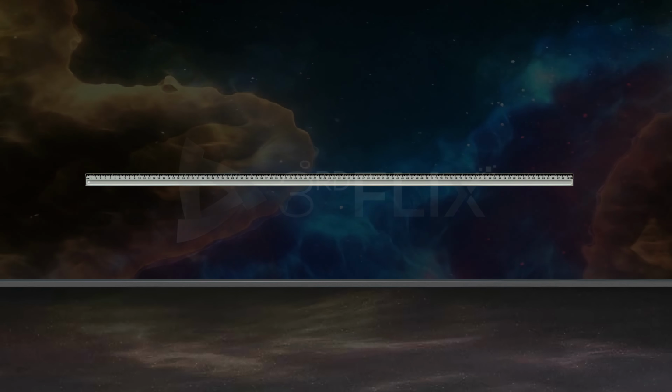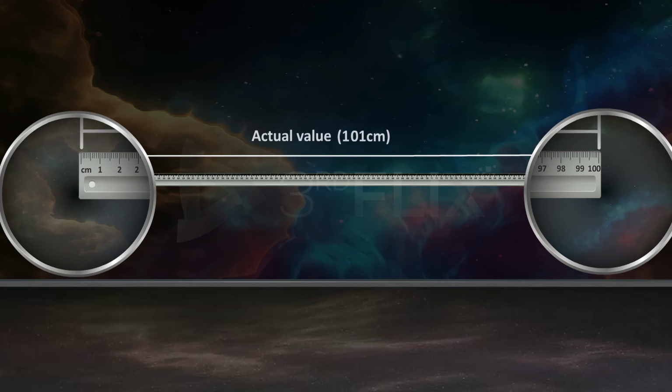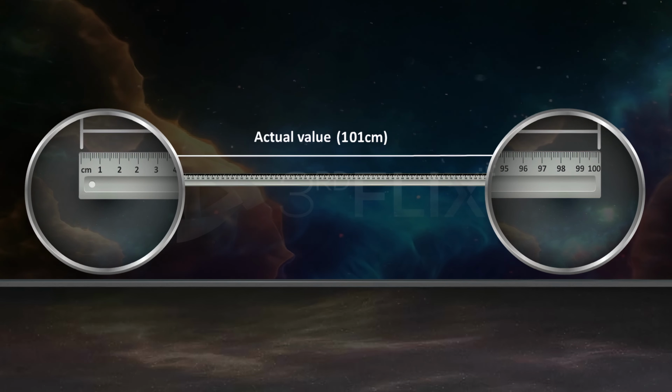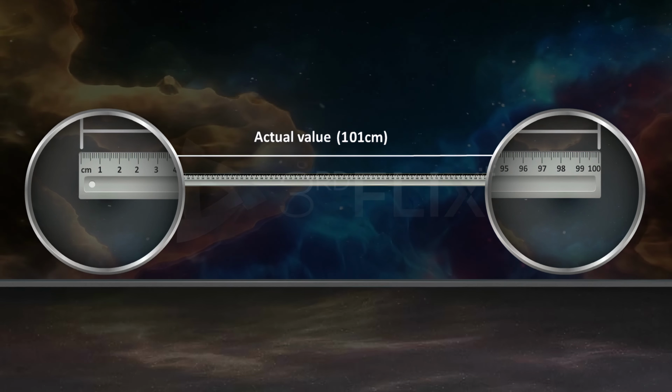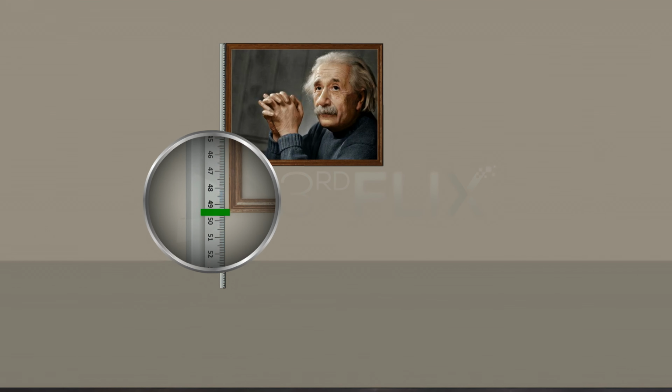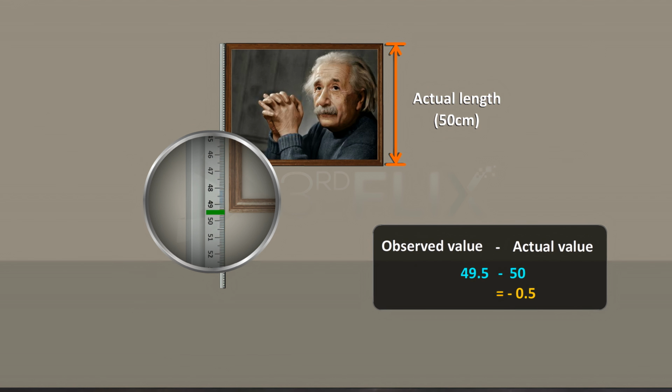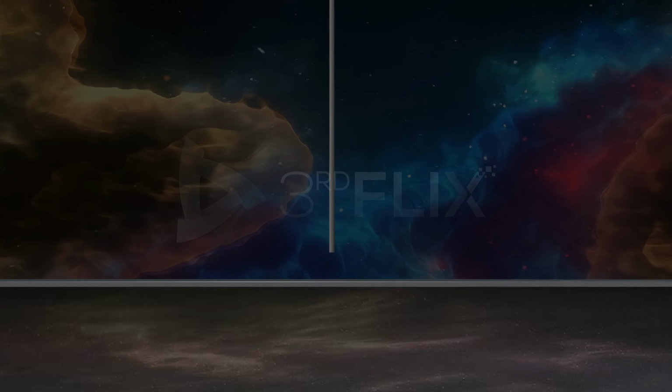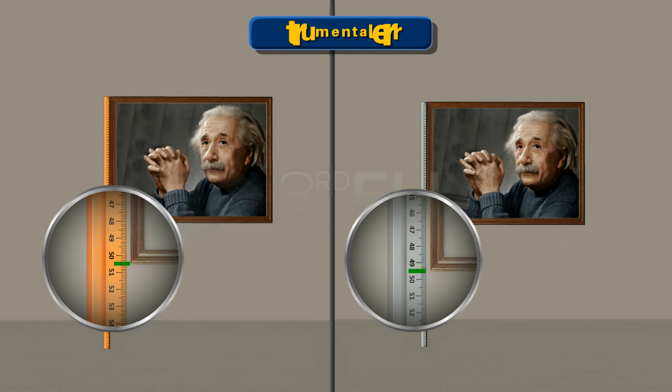Similarly, another scale is of length 101 centimeters, but the markings on it suggest otherwise. If you use this scale to measure the length of an object, it will always give a reading that is lesser than the actual length. The error tends to be negative for any measurement made with this scale. This is an example of instrumental error.